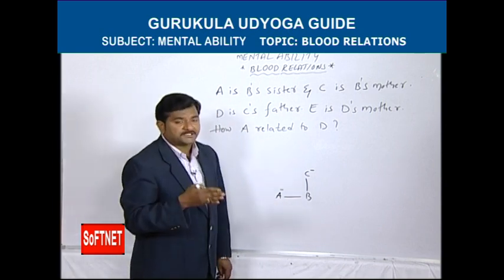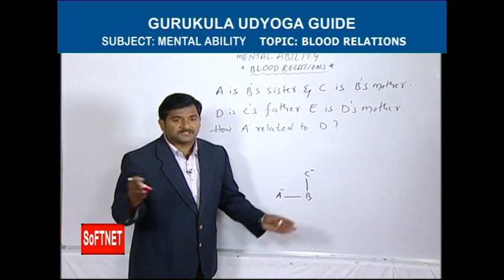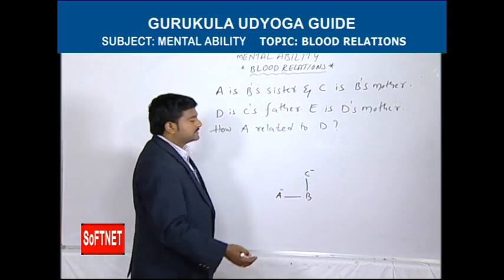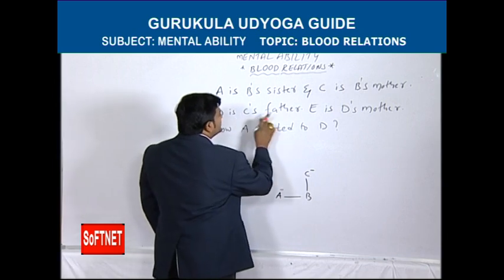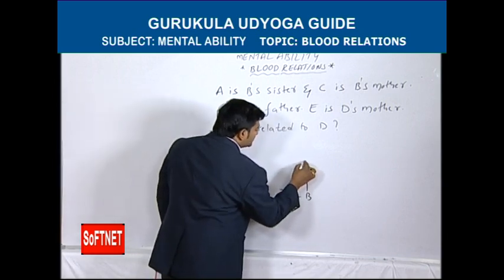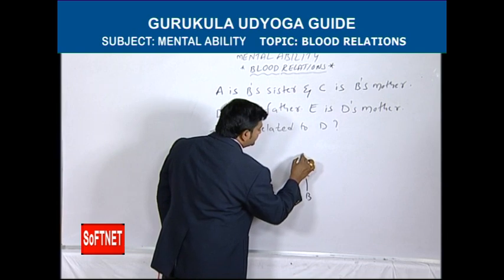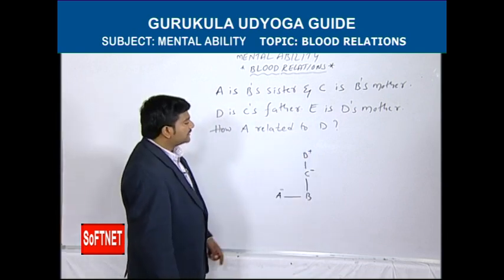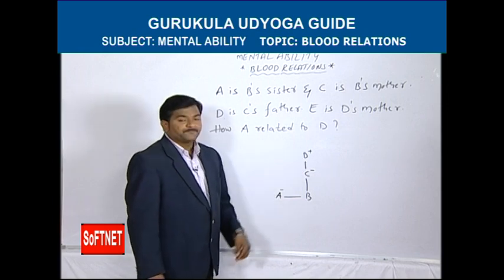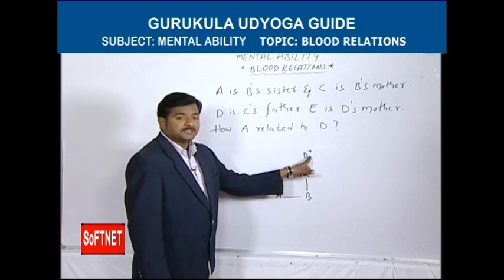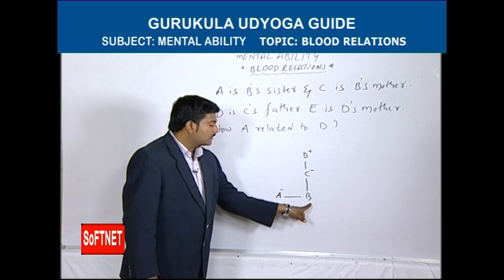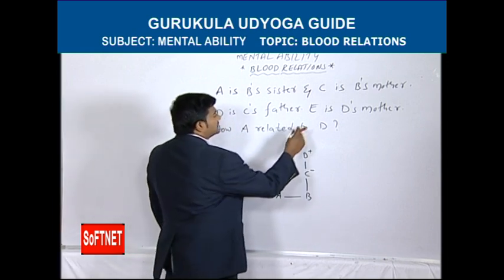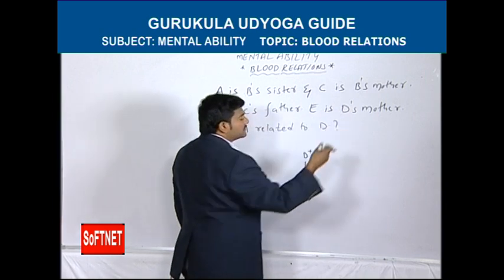If there is a generation gap, then a vertical line. If it is the same generation, then a horizontal line. Now we will discuss this. D is C's father. So who is C's father? D. Since D is the father of C, we can take male gender here, and here female gender, don't know, and here also female gender. And finally, what he mentioned here, E is D's mother.